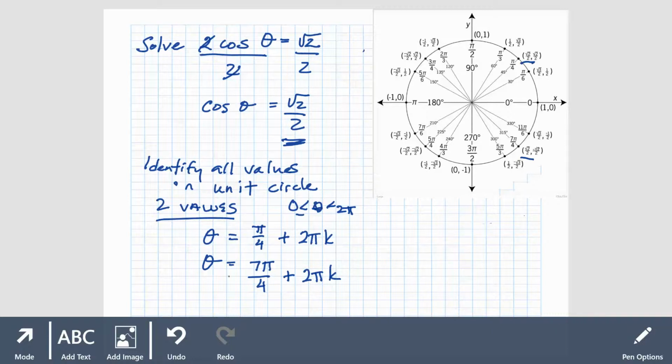So our final set of answers, if we're being asked to record all possible solutions, are multiples of 2 pi from pi over 4 and multiples of 2 pi of 7 pi over 4. And that is going to be your final set of solutions.